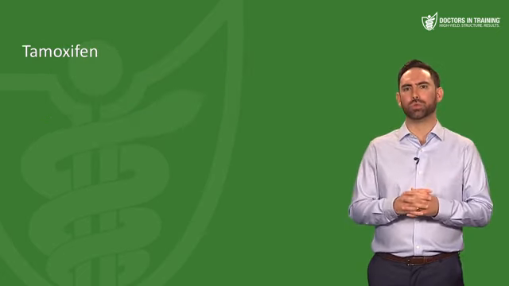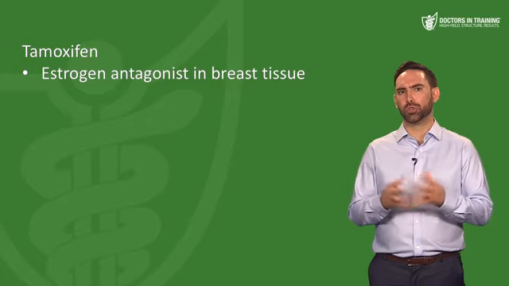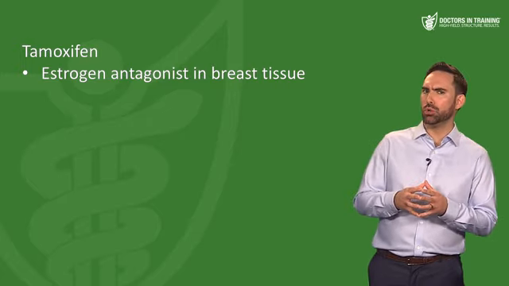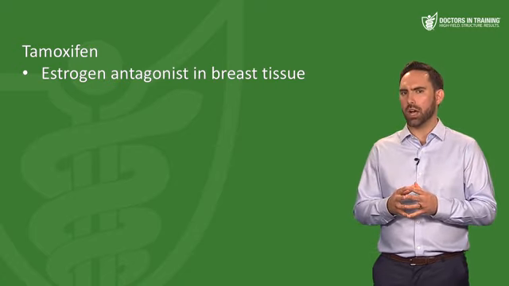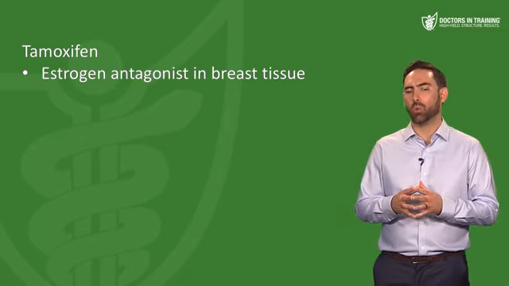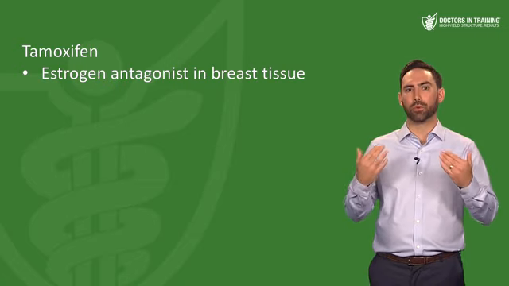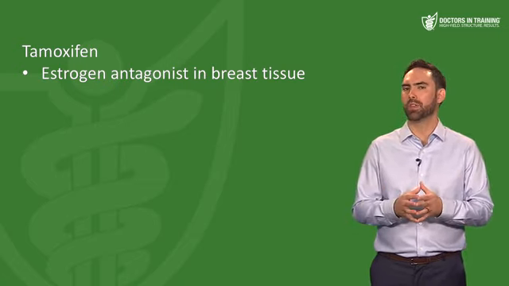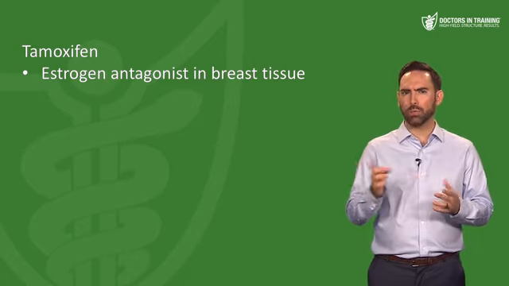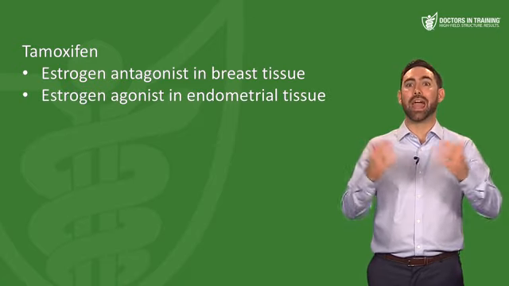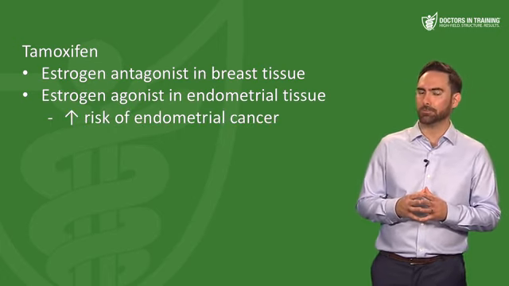Tamoxifen is the classic one used for breast cancer. It's an estrogen antagonist in breast tissue. So if we have an estrogen receptor positive breast cancer, if we can use tamoxifen, it will block the stimulatory effects of estrogen on that cancer. We use tamoxifen to treat primary breast cancer. We also use it to prevent recurrence of estrogen receptor positive breast cancer, and we use it for primary prevention in some high-risk women. Remember, LCIS is one situation where you might use that, but the problem with tamoxifen is that it's an estrogen agonist in endometrial tissue, so we have to watch out for increased risk of endometrial cancer.